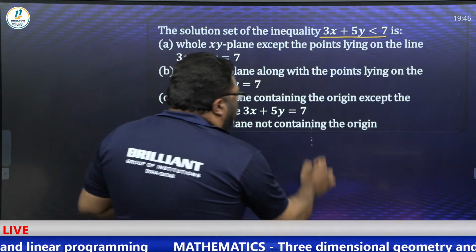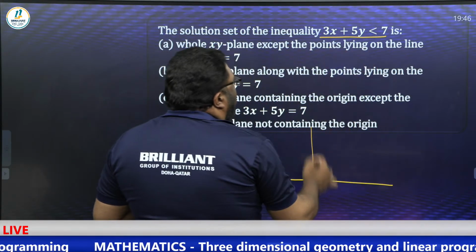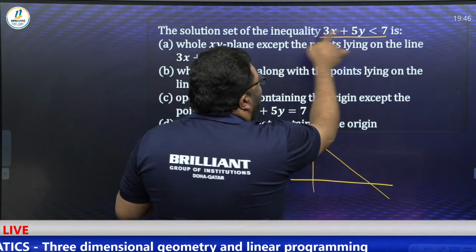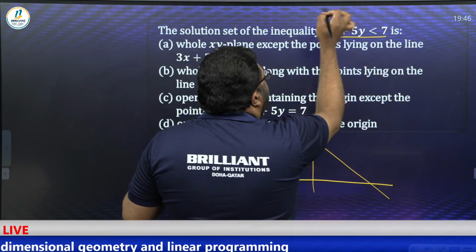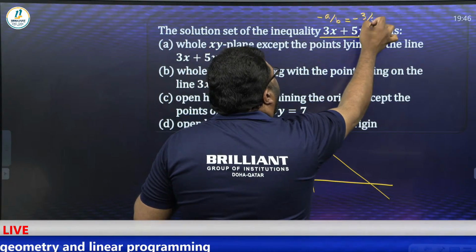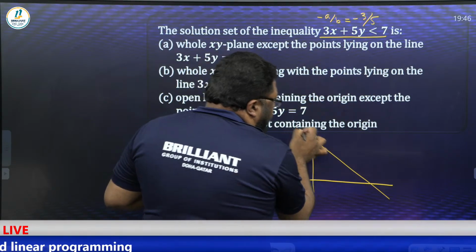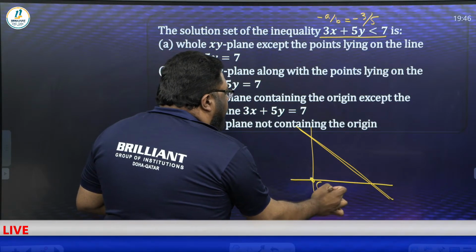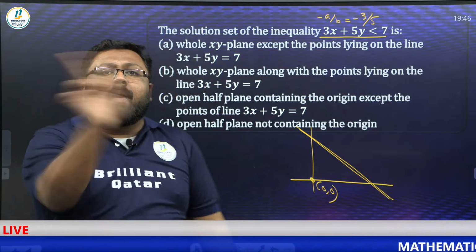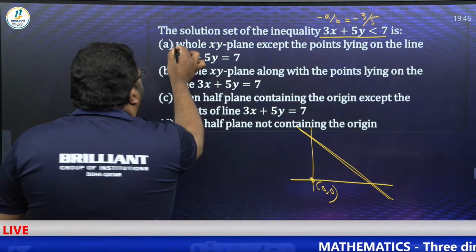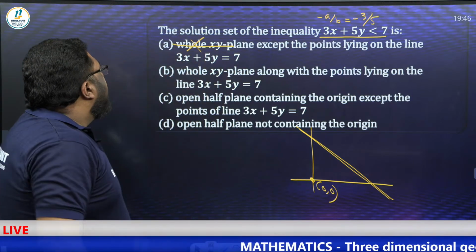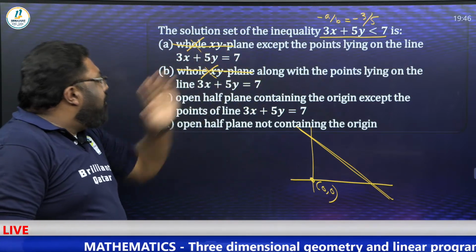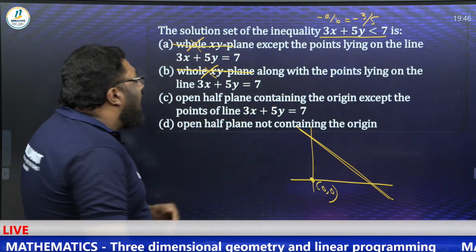So when you talk about the solution set for a line with negative slope, the slope is minus a by b, which is minus 3 by 5, and the slope is negative, so it has to go this way. Okay, there are definitely 2 regions which this line divides, so the whole plane will not come. Whole plane, wrong. Whole plane, again wrong.